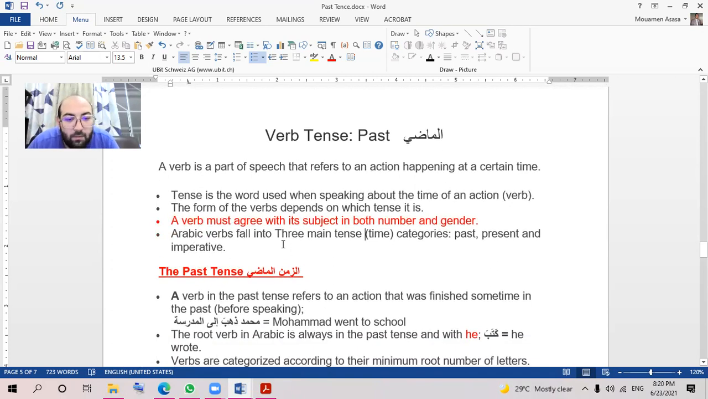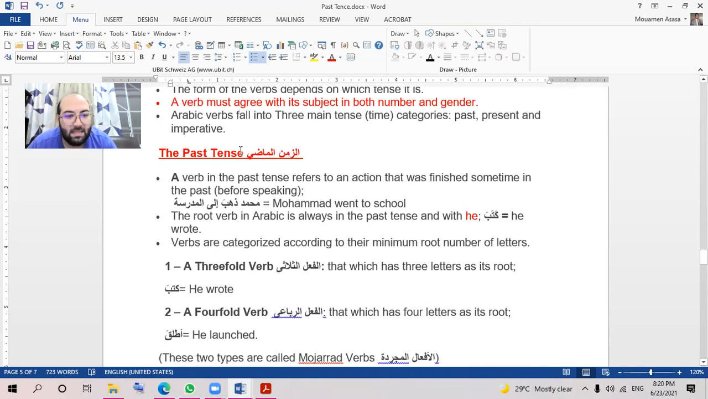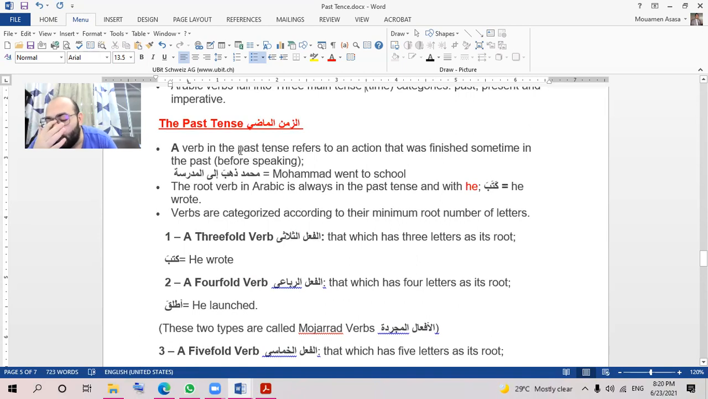Arabic verbs fall into three main tenses: past, present, and imperative. We will start with the past tense. By all means, I should have given you the past tense at the start of our sessions, but the book that we are studying introduced the past tense at unit 15. Before that, it never introduced the past tense. So at that time I gave you the present, and because of the book, I'm giving you the past now. But in the correct order, I should have given you the past before.